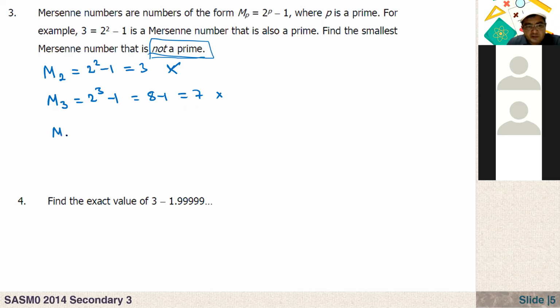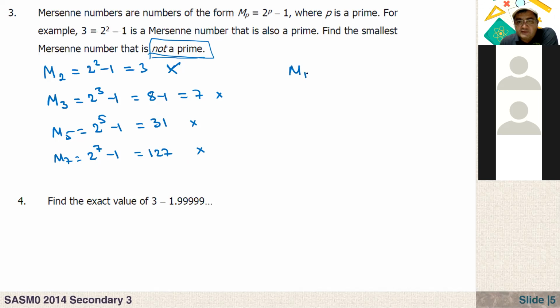And how about the next prime number, 5? 2 to the power of 5 minus 1 is 31. Also a prime number. The next prime number is 7. It is 2 to the power of 7 minus 1. It is 128 minus 1, 127. And also that's a prime number. And how about the next number, 11? After 7 is 11, right?